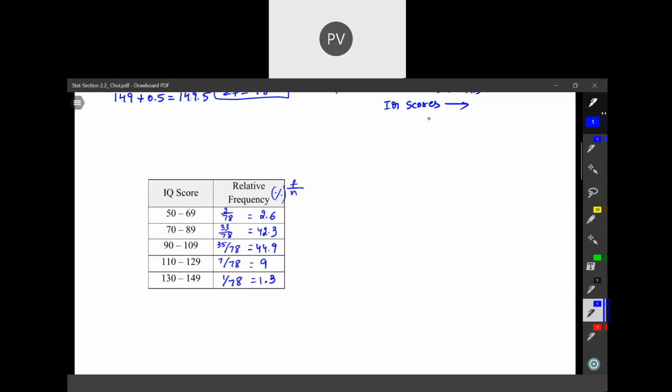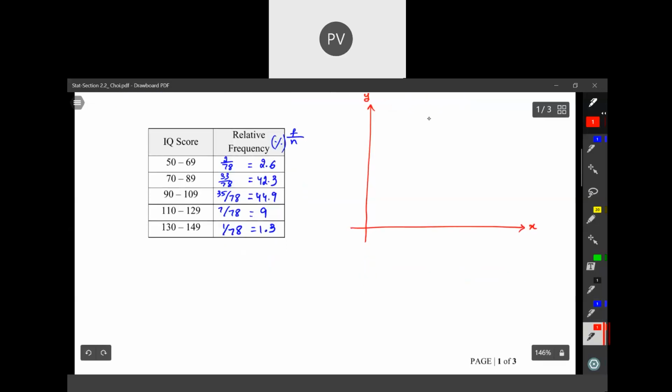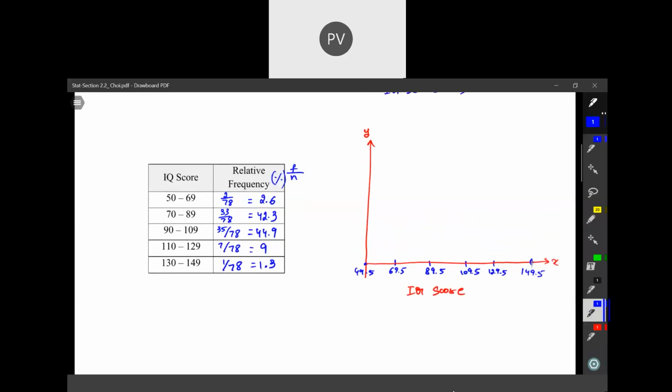Okay. So how do you plot? You will be using the same method. This is your x-axis, y-axis. So the horizontal line should have the classes, which is the IQ score, starting from 49.5, 69.5, 89.5, 109.5, 129.5. This is the last point, that is 149.5. Okay, and for your y-axis, let's see, the highest point is 44.9, which is 45.